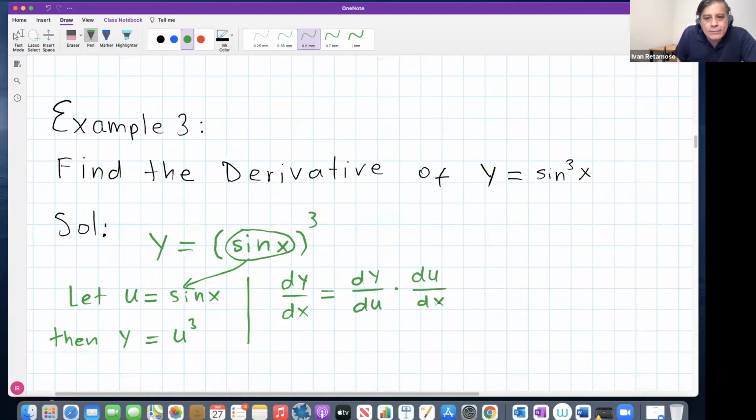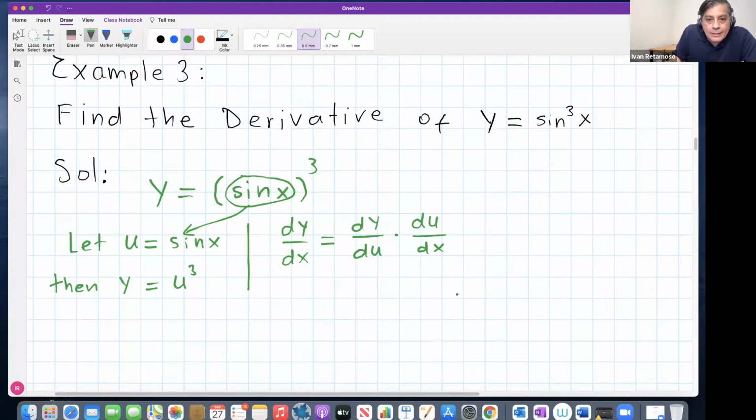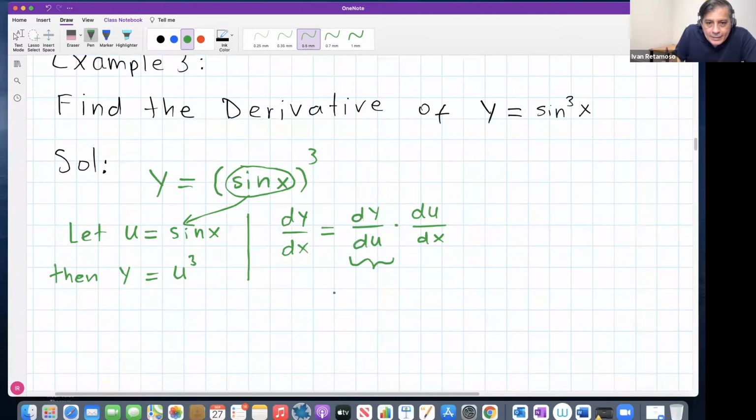times derivative of u with respect to x, right? This is the chain rule in its first form. So this is equal to what? Well, looking at the relationship between y and u, that will be 3 coming down up front. U stays with 1 less, 2, 3u squared, right? And this part should be the derivative of u with respect to x. Looking at the relationship between u and x, the derivative of sine of x is just cosine of x, right?